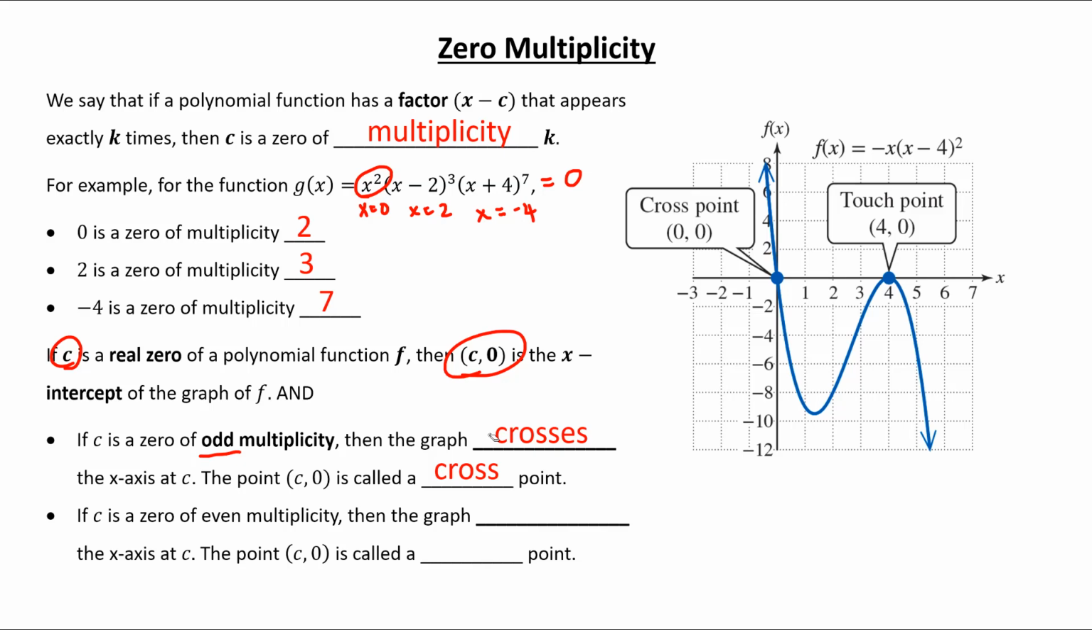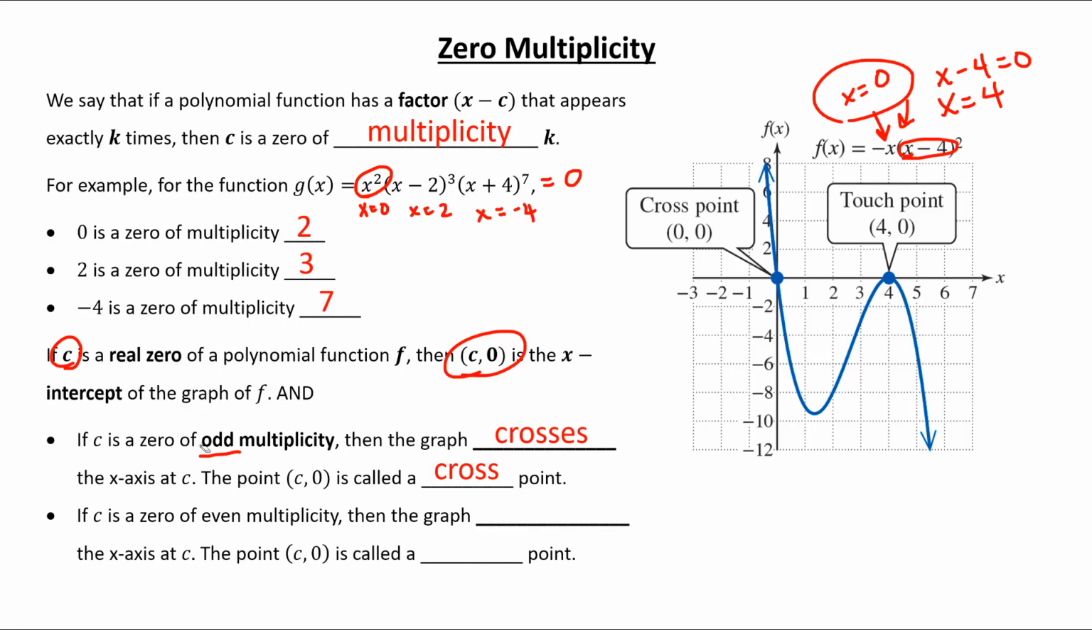Okay, so if you take a look at this function on the right, f of x equals negative x times (x minus 4) squared, the zeros of this function are going to be 0. So that's a place where it crosses the x-axis. And also x equals 4 is a 0 of multiplicity 2. And 0 is a 0 of multiplicity 1.